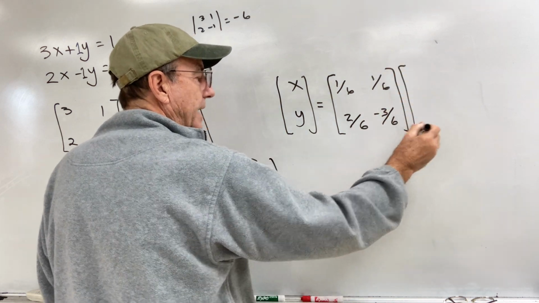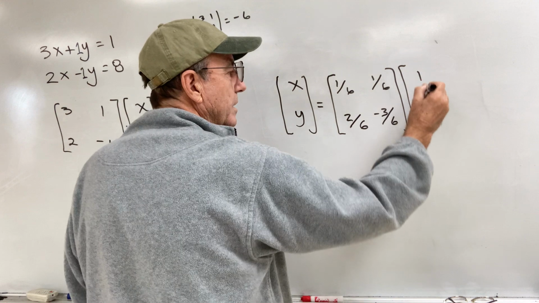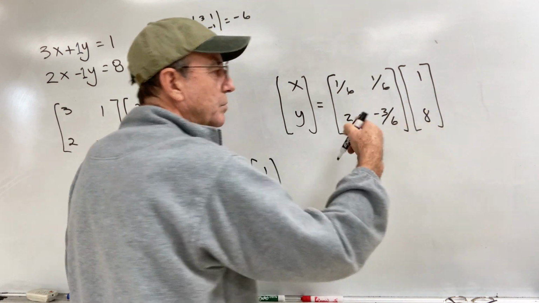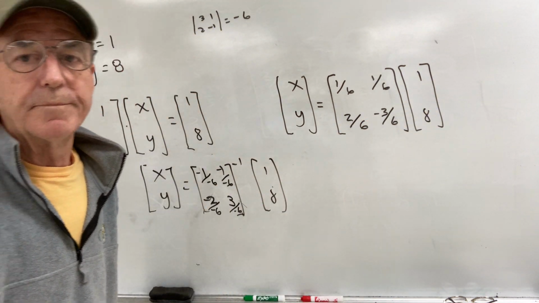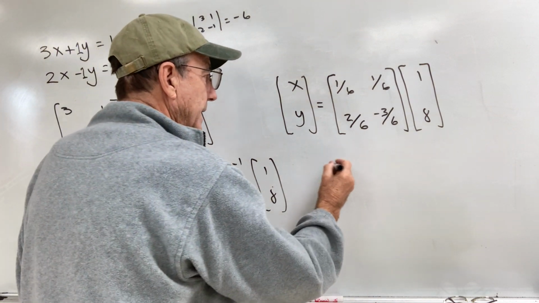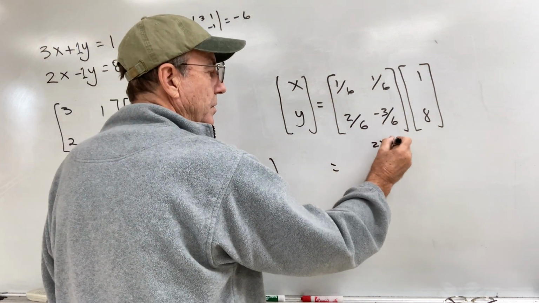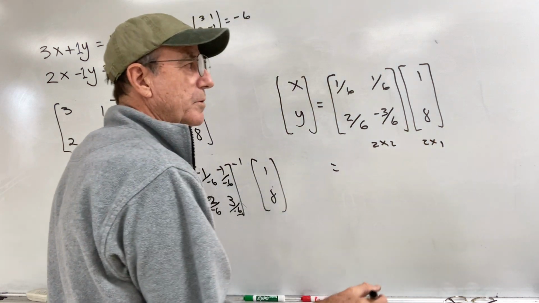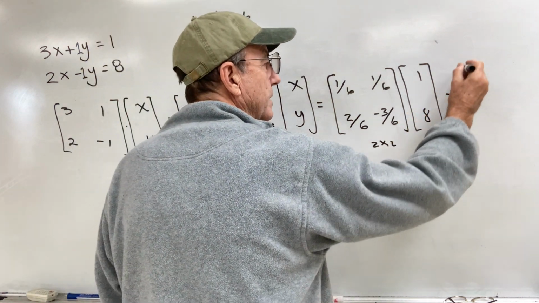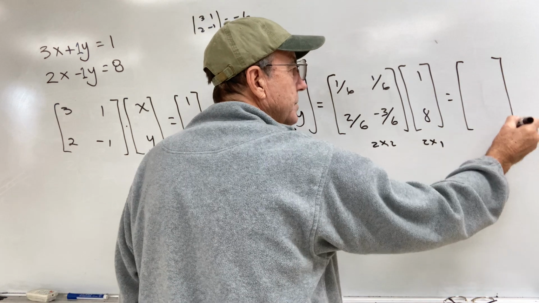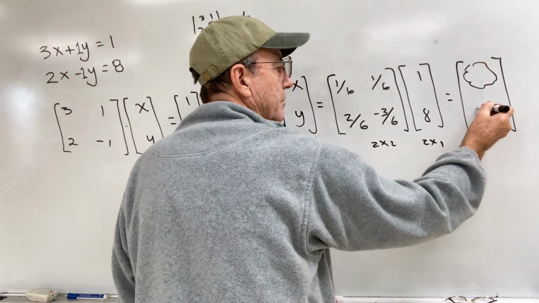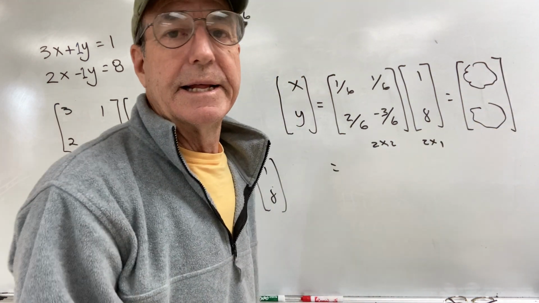I have to multiply that times the right-hand side, 1, 8, and this will give me my values for x and y. Okay, so let's see how it plays out. Again, this is a 2 by 2, this is a 2 by 1. We know our answer is going to be a 2 by 1. So we just have to get these two numbers. We're going to get this one, and we're going to get this one, and let's see how it goes.